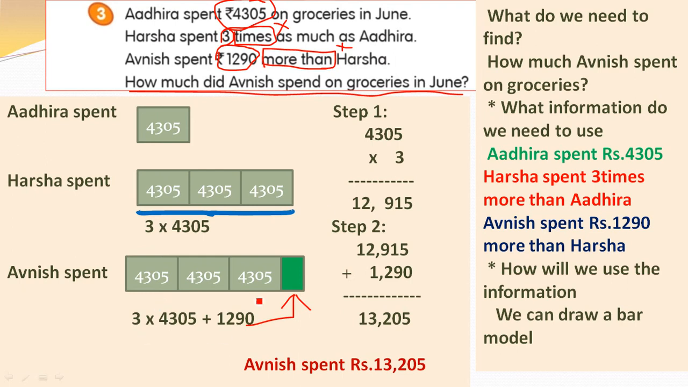So it is a two-step problem. Step 1, first we multiply, we get the product. We know how to multiply 4 digit by 1 digit. Step 2, we add the product with the extra amount that Avnish spent. So Avnish spent rupees 13,205. So dear children, hope you have understood very well how to solve the word problems.